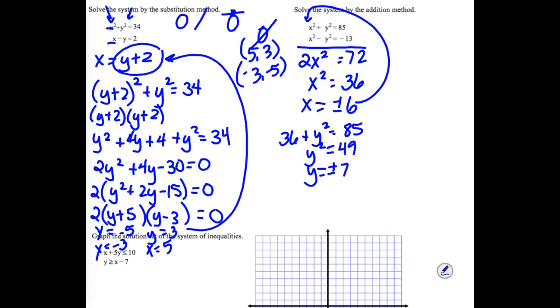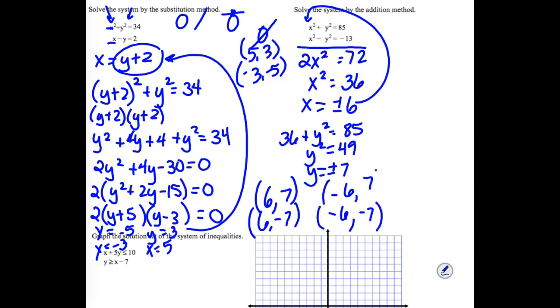That means when I plugged in a positive 6 for x, I got a 7 and I got a negative 7 out for y. 2 answers there. When I put a negative 6 in for x, I also got a 7 and a negative 7 out. So this is one where there are 4 solutions. And again, you could plug them back into the other equation, make sure they work.